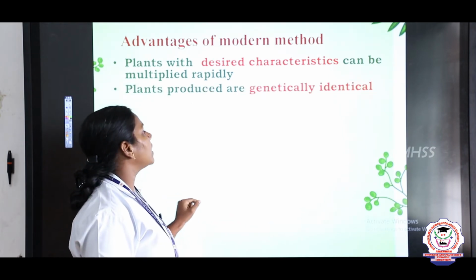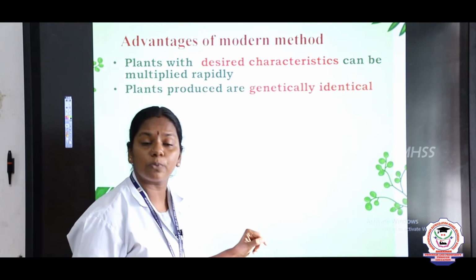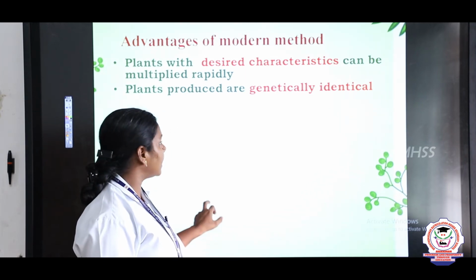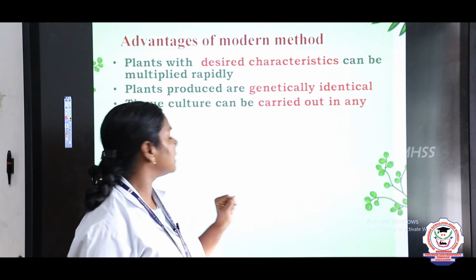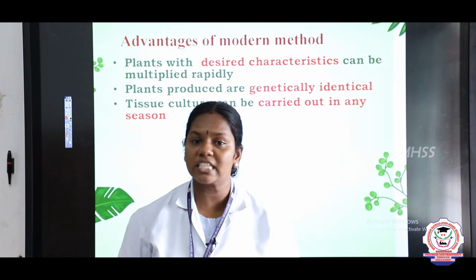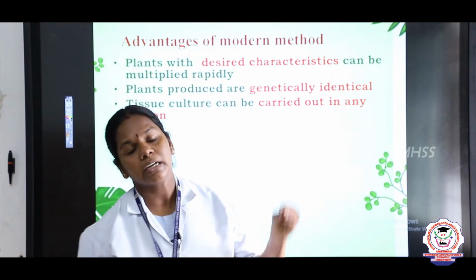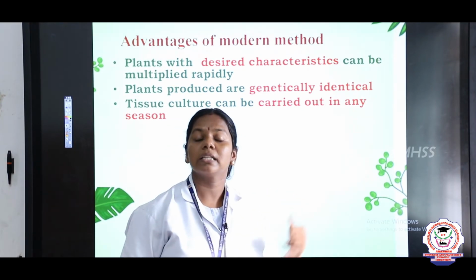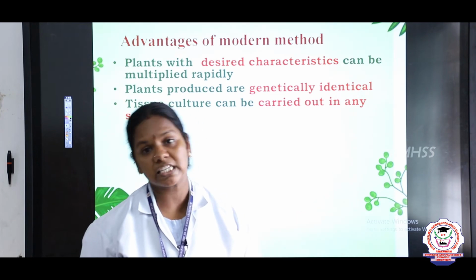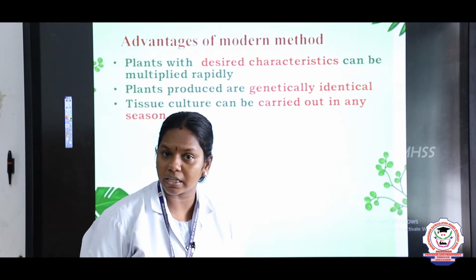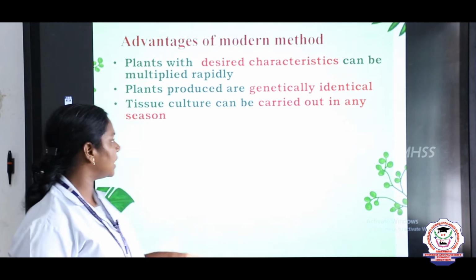The next advantage is that the young ones produced, the new plants, are genetically identical to the parent plant. For other methods we have to depend on the season. Natural reproduction depends on the season, but with the tissue culture method there is no need to depend on the season, because at any season it can be carried out under laboratory conditions. So this is the third advantage.